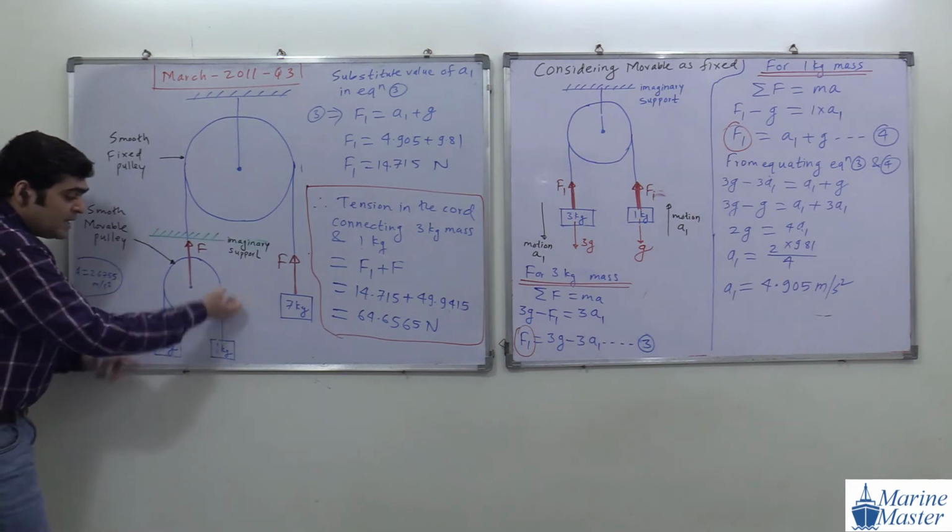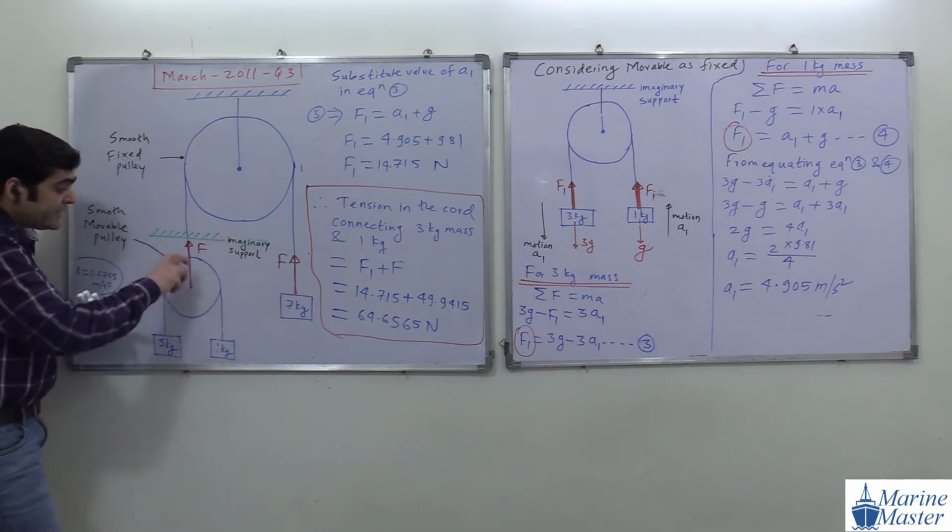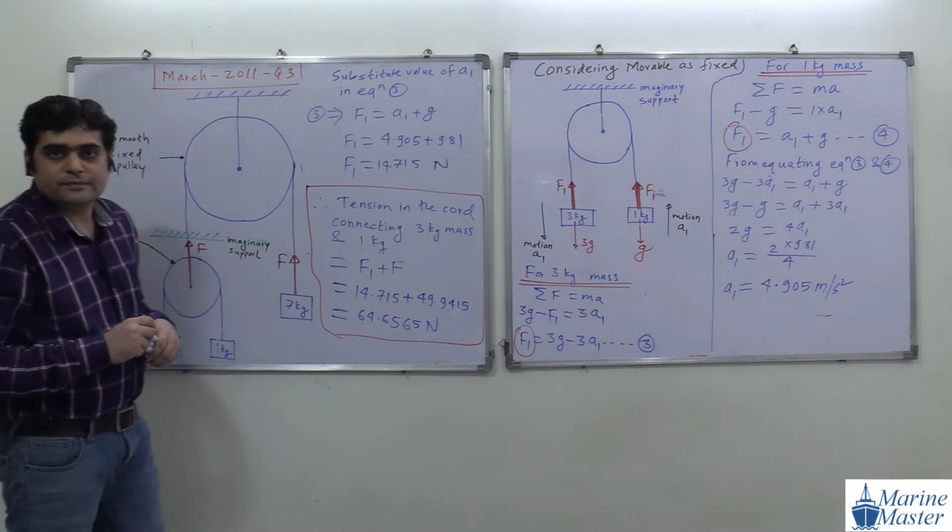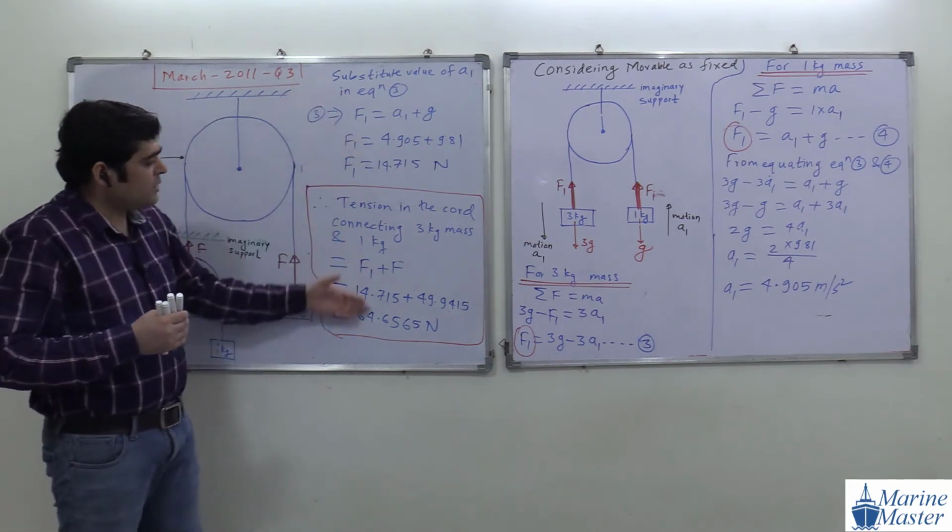Movement of this 3 kg mass and 1 kg mass, with respect to this movable pulley. Everyone, please write down this one.